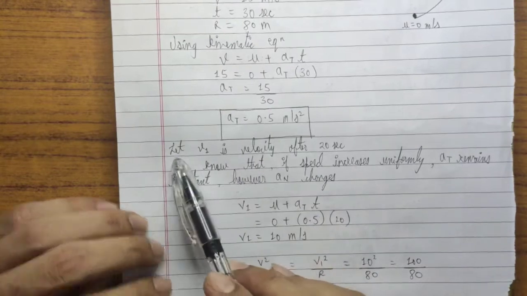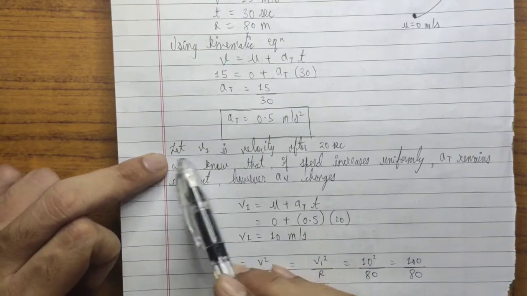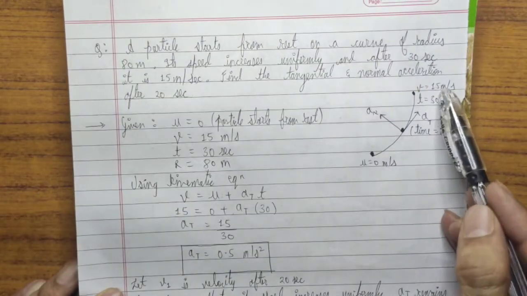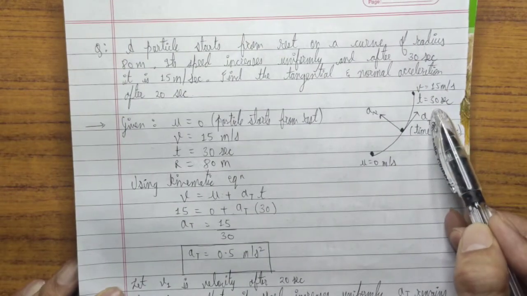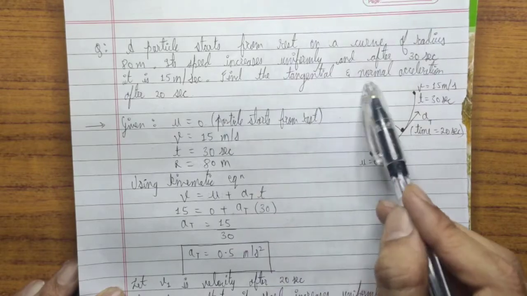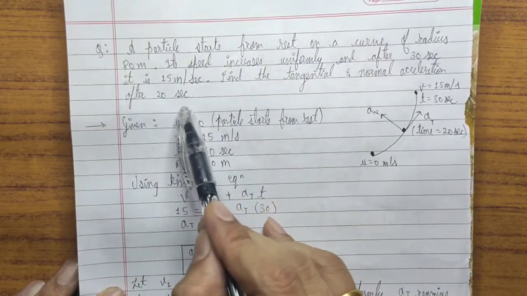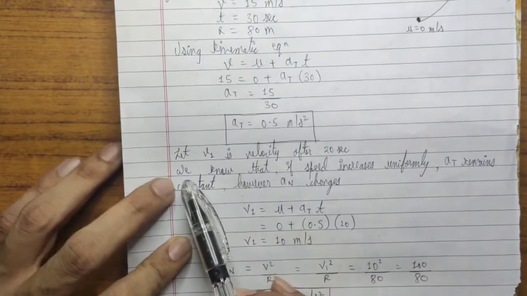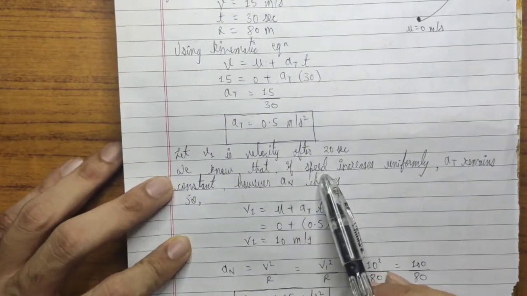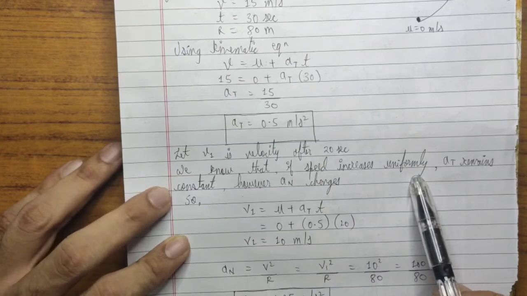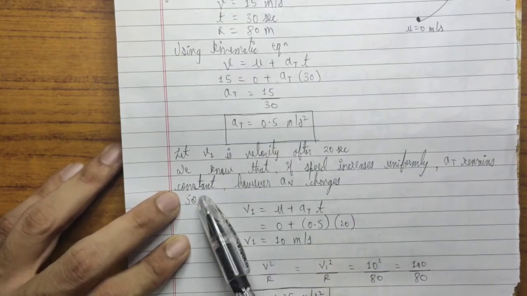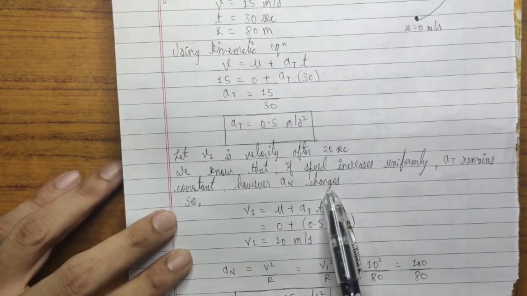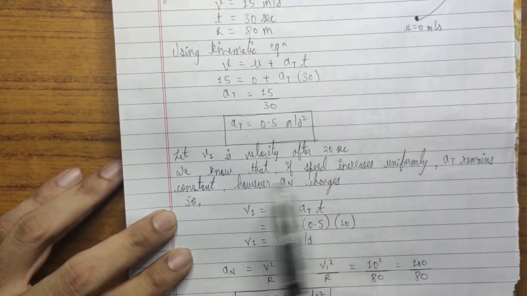Now here we have assumed that v1 is the velocity after 20 seconds. This velocity of 15 meter per second is after 30 seconds, but we have to find the tangential and normal acceleration after 20 seconds, not 30 seconds. We know that if speed increases uniformly, a_t remains constant, which I have told you earlier. However, normal acceleration changes.